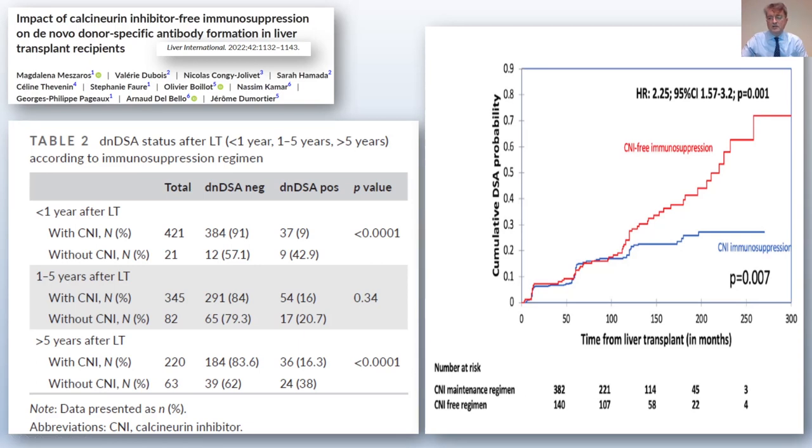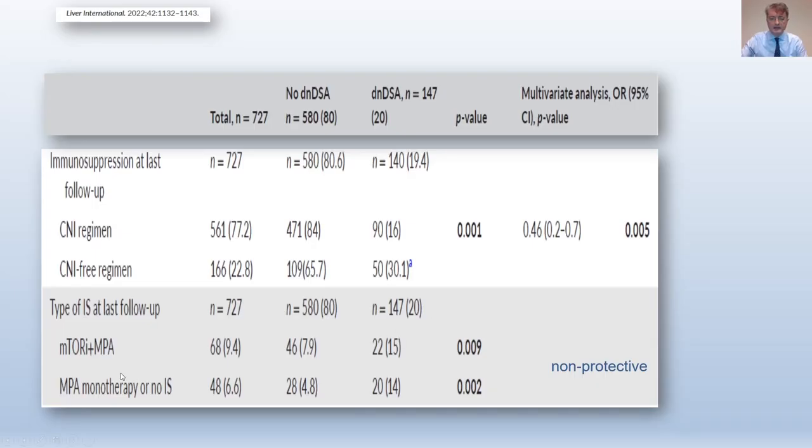In liver patients, it was shown that if you don't use immune suppression based on calcineurin inhibitor, or if you withdraw it because of nephrotoxicity, the risk of producing DSAs increases significantly. And the other types of regimens, which are on the other hand protective to the kidneys because they are not nephrotoxic, are not working well in terms of protection against production of de novo DSAs. So this is a very important message, because many centers switch patients from tacrolimus to other types of immune suppression, mTOR inhibitors, MPA, and so on. You may expect that some of your patients will produce DSAs.